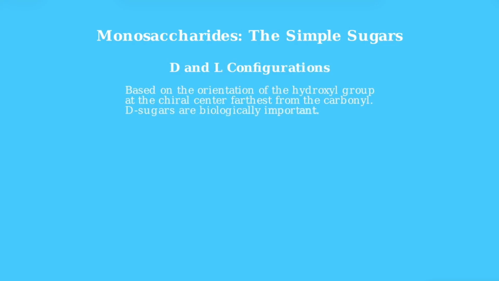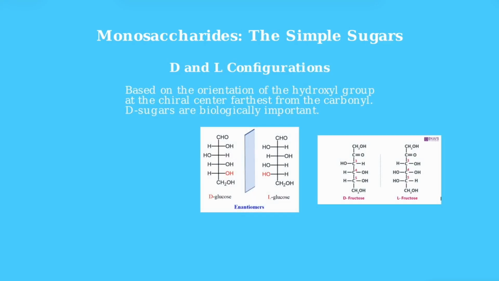Monosaccharides also come in D and L configurations. This is based on the orientation of the hydroxyl group at the chiral center farthest from the carbonyl group. D sugars are the ones that are biologically important and found in nature.